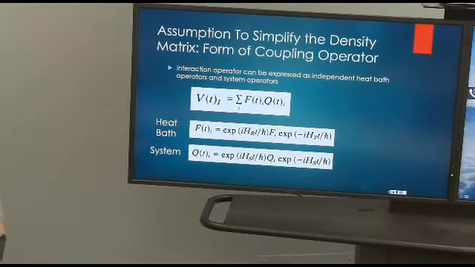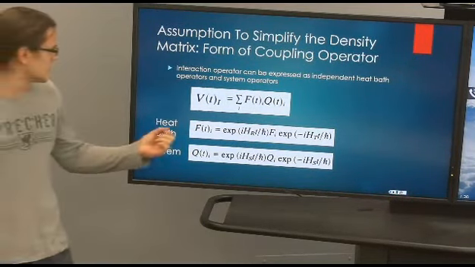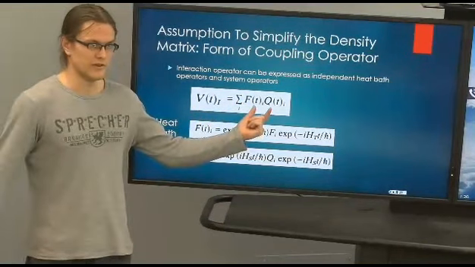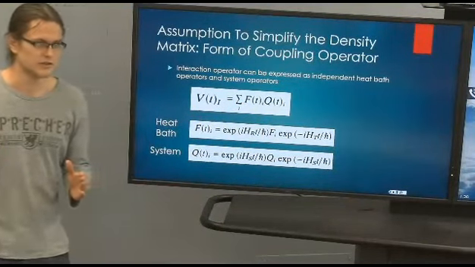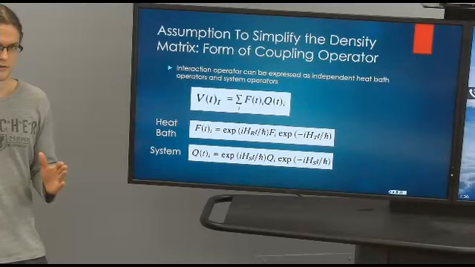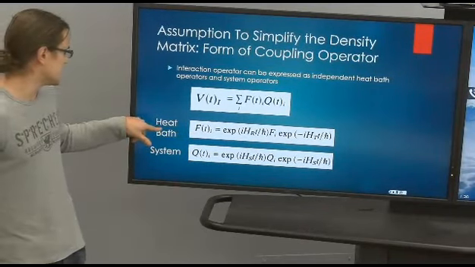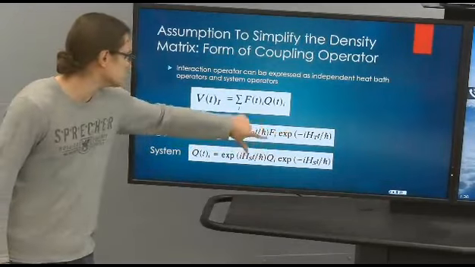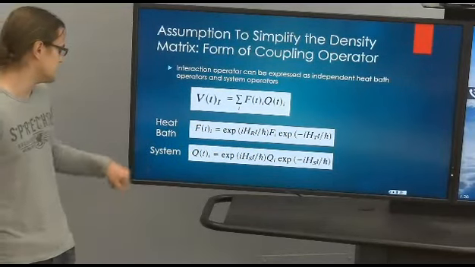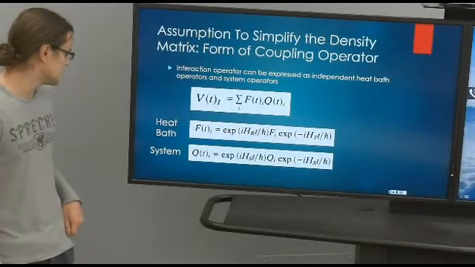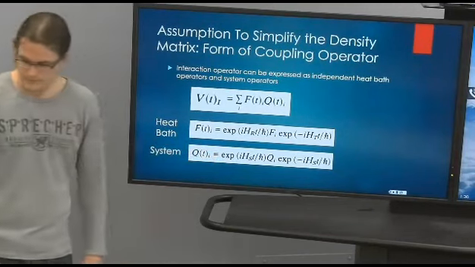And then the second assumption that we make is that our operators are independent of one another, or that we consider time steps larger than the correlation between the two operators. So f of t will be our heat bath operator in the interaction picture, which is what all that stuff represents, and then the system operator, which is q of t.